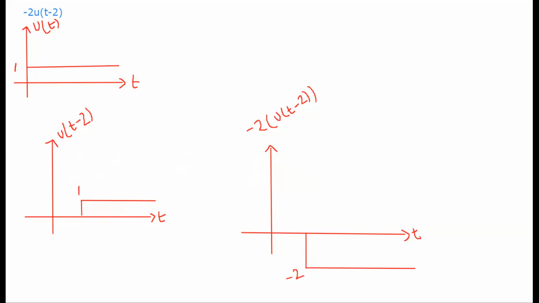Clearing the screen. Next plot is minus 4 into r of t. Anyone like to draw this one? Can anyone draw this?